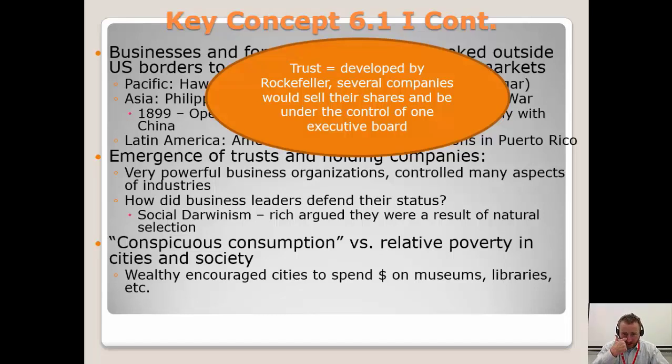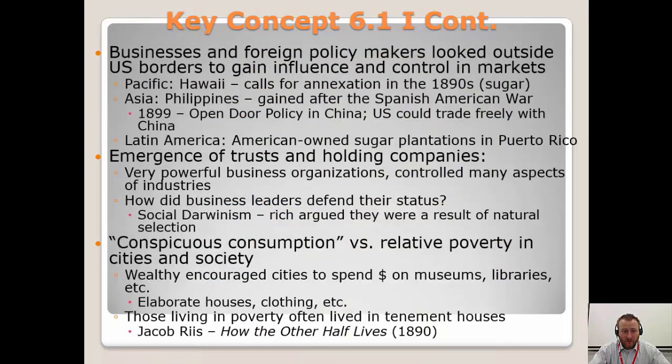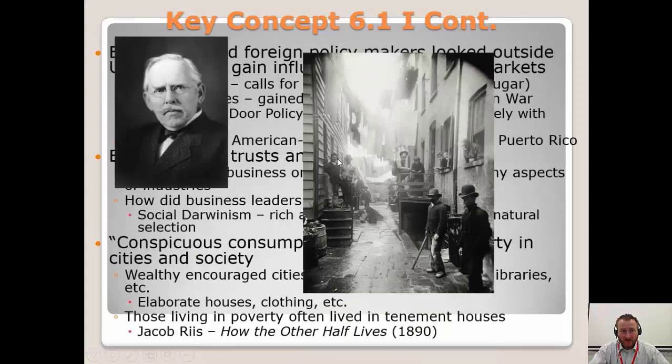So the wealthy encouraged cities to spend a lot of money on museums, libraries, etc. And they built for themselves elaborate houses, they had elaborate clothing, etc. They were to show off their wealth, their superiority. Now, those living in poverty often lived in tenement houses, and there's actually a tenement museum in New York City. All right. Oh, let's go back to that. I wanted you to see that. That would be a picture of how the other half lives right there. A picture of New Yorkers living in poverty. Again, Jacob Riis right there, top left, How the Other Half Lives, a book he published in 1890. All right.